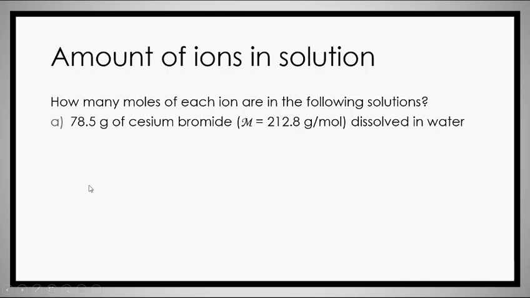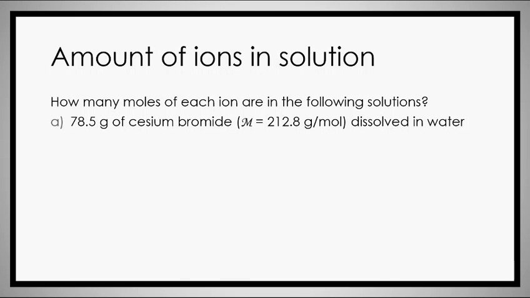How many moles of each ion are in the following solutions? This first one I give you is 78.5 grams of cesium bromide, with a molar mass of 212.8 grams per mole, dissolved in water. From there, we'll use our old school math and the dimensional analysis that we've hopefully done plenty of practice of by now. If you haven't, please do some more practice. You need to get very efficient at these. They're not going to go away.